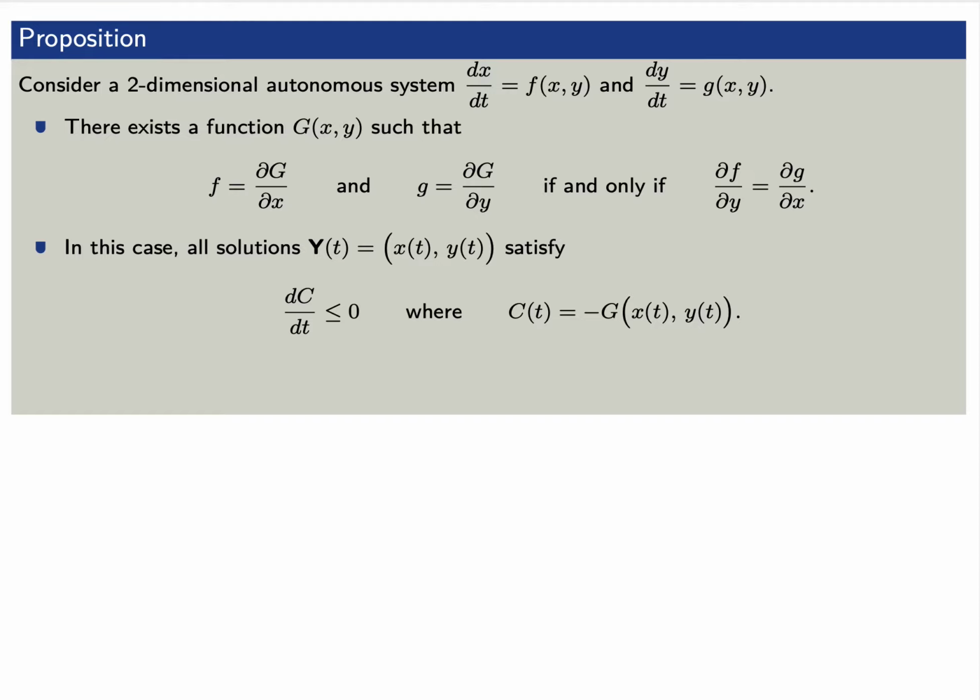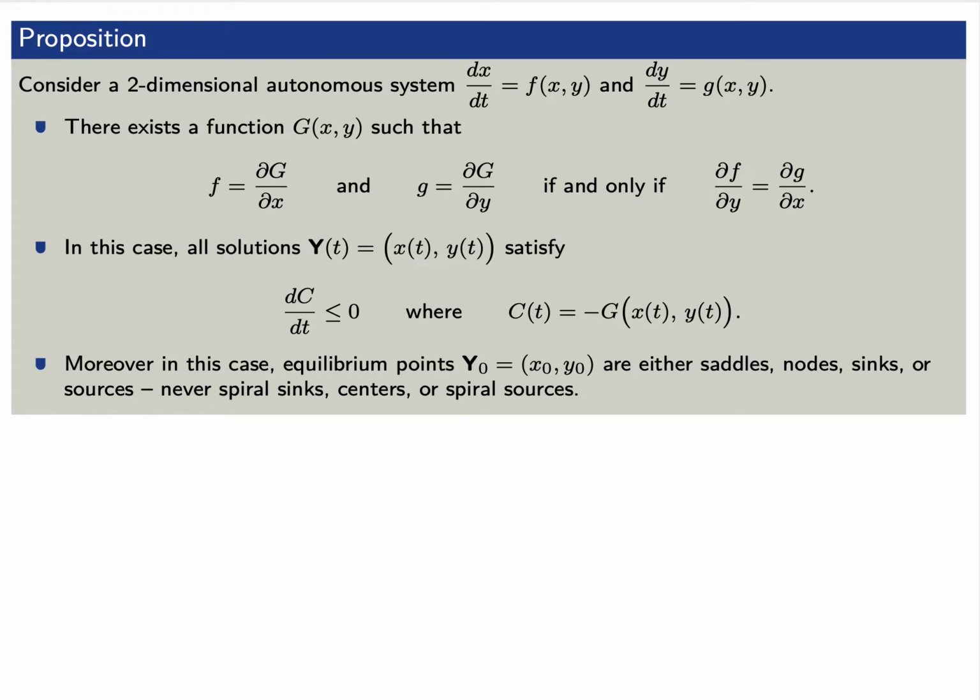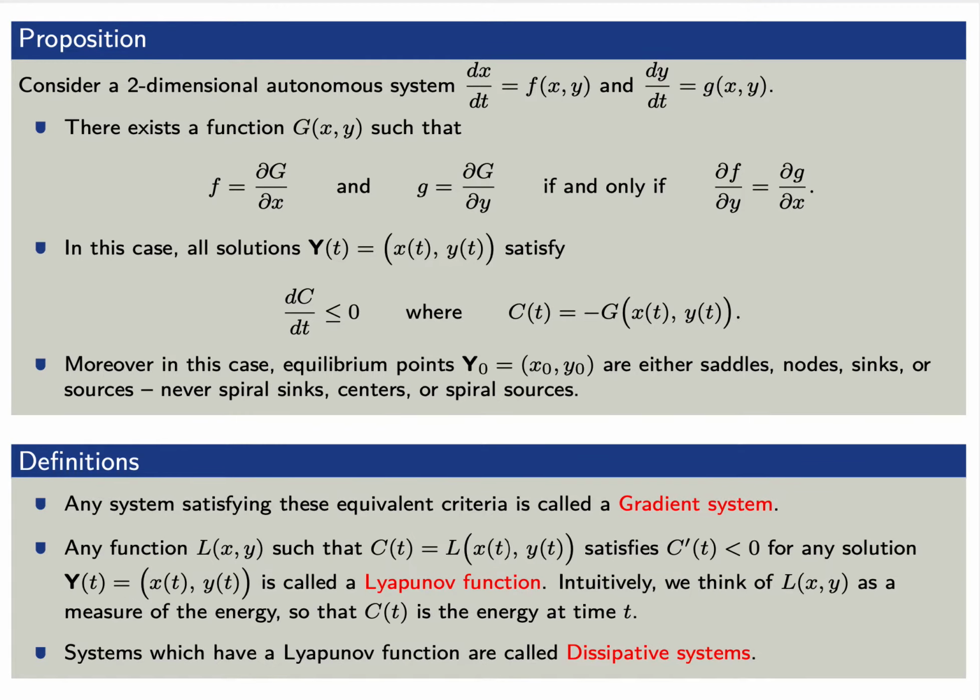In this case, all solutions Y of t satisfy the following: dC/dt is less than or equal to 0, where C of t equals negative G evaluated at x of t and y of t. Moreover, in this case, equilibrium points are either saddles, nodes, sinks, or sources. They are never spiral sinks, centers, or spiral sources. Any system satisfying these equivalent criteria is called a gradient system.